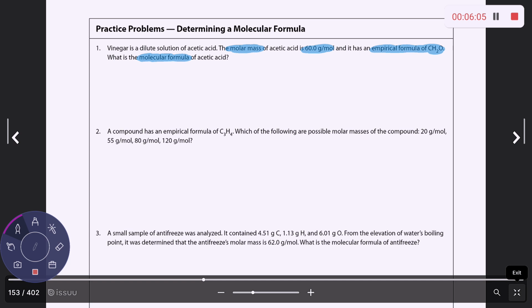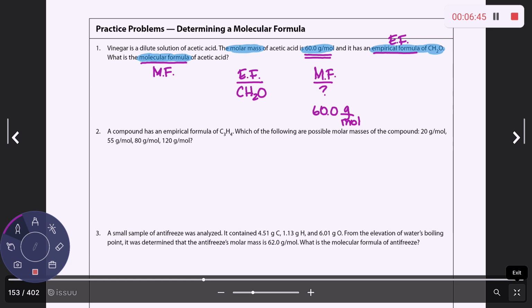What I mean by that is empirical formula is often abbreviated as EF, and molecular formula is often abbreviated as MF. So if I know that my empirical formula is CH2O, and I am trying to figure out what the molecular formula is, you multiply this empirical formula by a whole number to get to the molecular formula. So this molar mass that they give you is actually the molar mass of the molecular formula. It's there to help you figure out what you're multiplying by to get the final answer, okay?